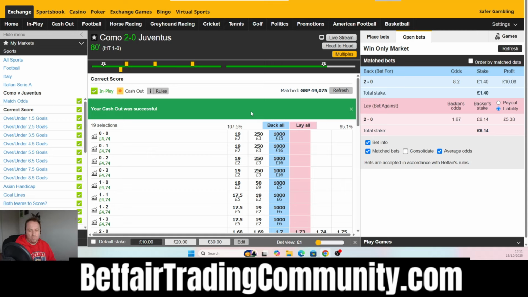Now, obviously, we're not at full time now. Anything could happen between now and full time, but that doesn't really matter. This was the trade we wanted to make. The trade is complete. It hasn't gone our way. We've lost about 50% of our stake, but that happens. Not every time you make a trade, even if you think it's value, are you going to win and make money on that trade?